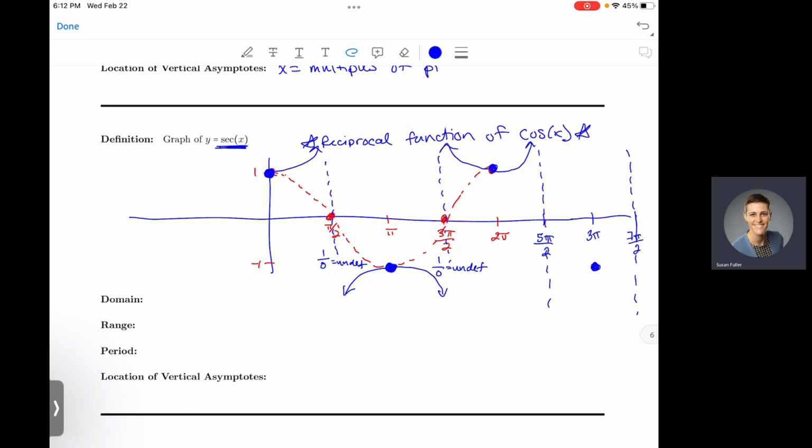And I'm going to open from here down to my asymptotes. And this pattern will continue on in both directions. So open down here. This pattern of opening up and then down, and then up and then down, again, will repeat forever. So this is what the graph of secant looks like.